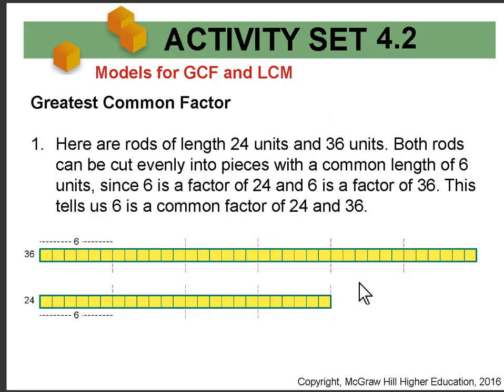In question 1, we do the greatest common factor. We look at the two numbers 24 and 36. You can see that if we divide the rods up into lengths of 6, that's common to 24 and that's common to 36. 6 is a common factor of 24 and 36.